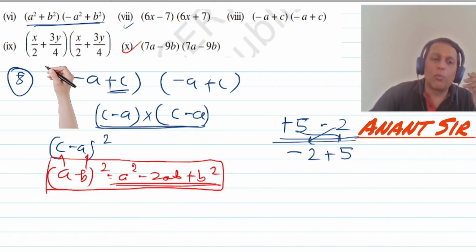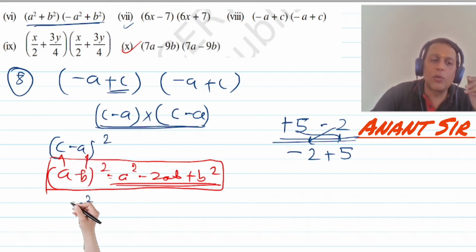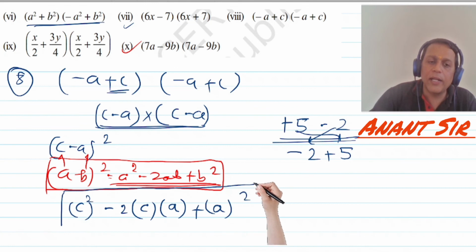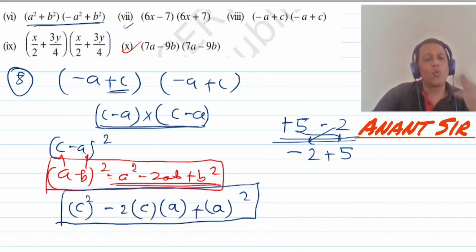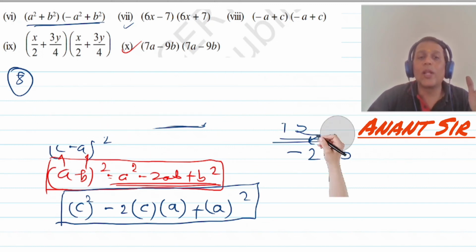So I am going to put the values now. So a square is going to be c square, minus 2 into a, which is c, into b, which is a, plus b square, which is a square. This is the final answer, friends. Okay, cannot solve it further, unlike terms. That brings us to the last question now.